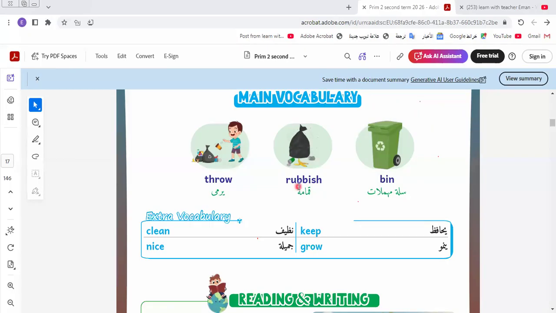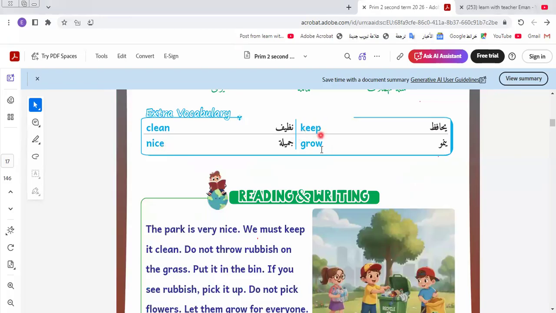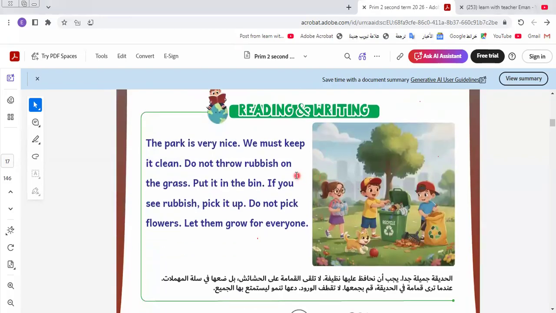Here we have throw, rubbish, and bin. Here we say clean, nice, keep, grow. Let's read this text together and answer the questions below. Here we say the park is very nice. We must keep it clean. So the park is nice, and we must keep it clean.